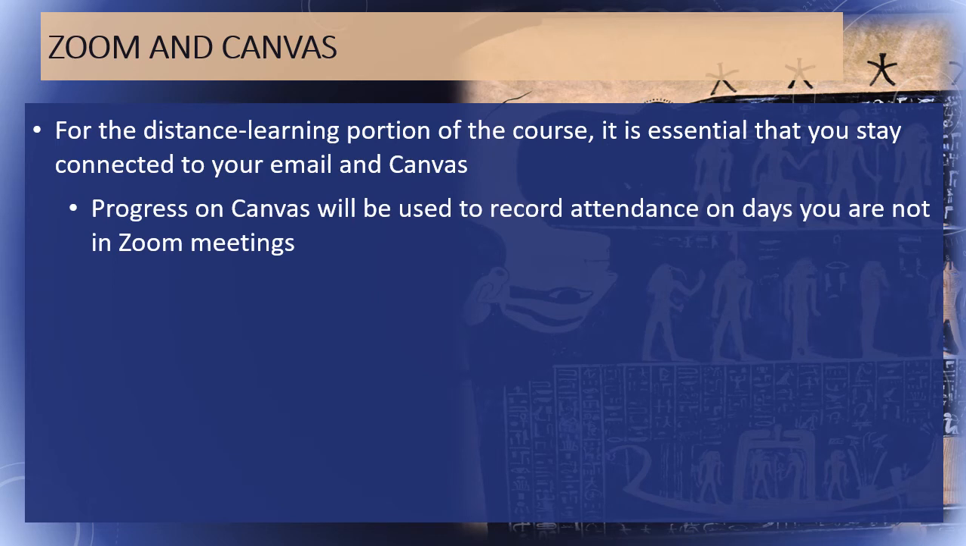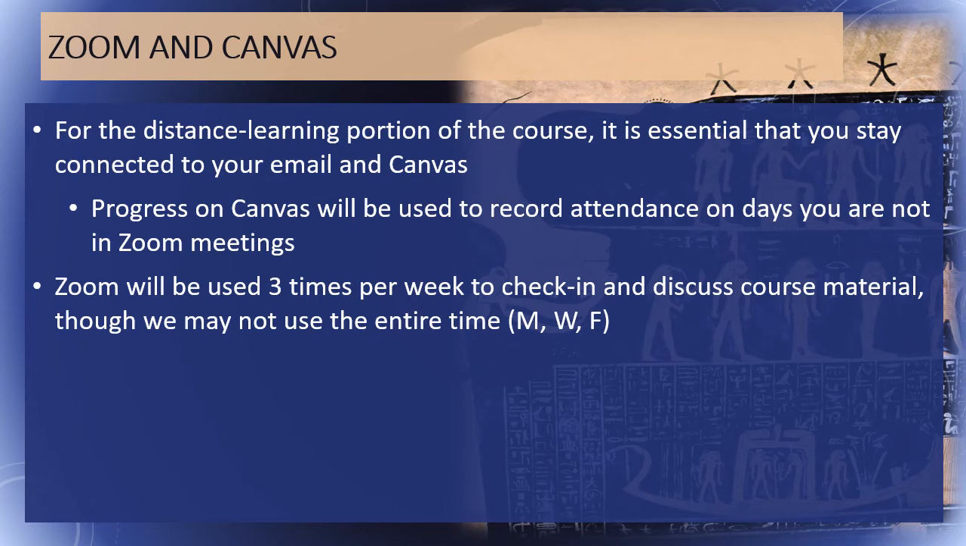I will be looking at your Canvas progress, because that's how I will judge your attendance on days that we are not meeting in Zoom. We are required by Ohio law to track attendance and make sure that you're not truant. Obviously, too, it's a little bit of an accountability measure for you, just to make sure that you don't disappear from the face of the earth and never interact.